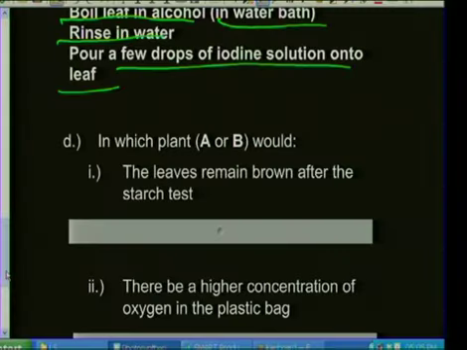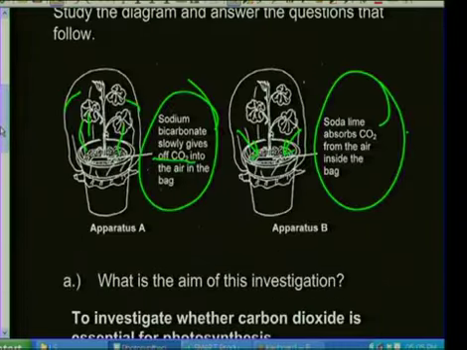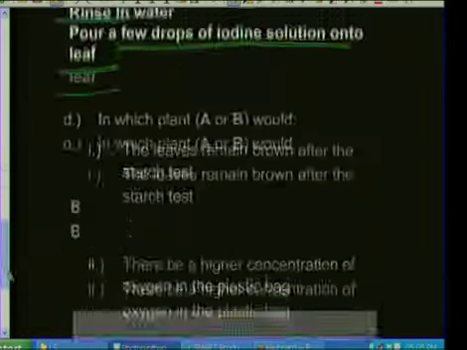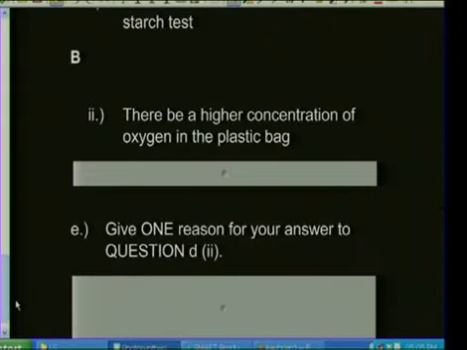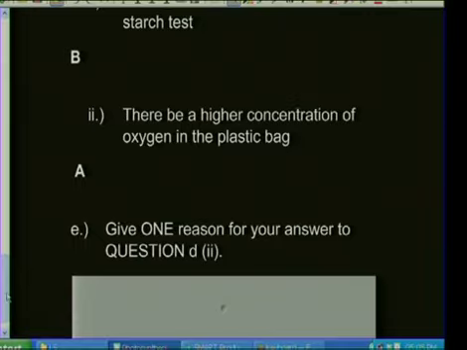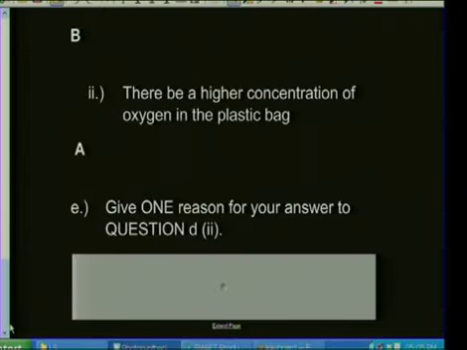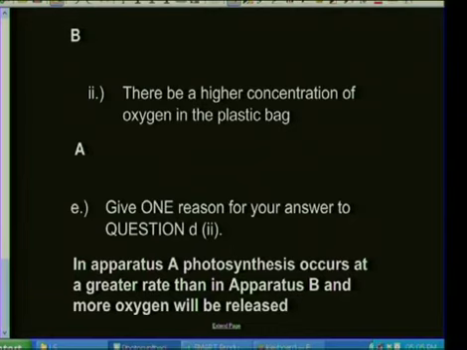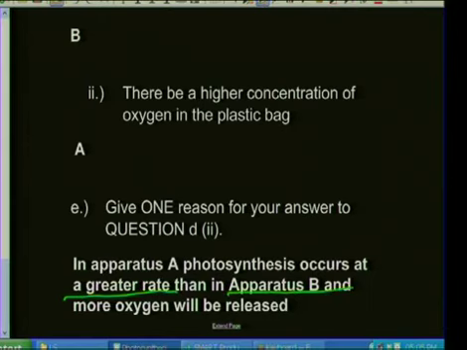In which plant, A or B, would the leaves remain brown after the starch test? Obviously in B, because there was no carbon dioxide. We can say that B is the control in this experiment. Where would there be a higher concentration of oxygen? In A, because photosynthesis is taking place and oxygen will be released. Give one reason for your answer to question D2. I gave it to you already. In apparatus A, photosynthesis occurs at a greater rate than in apparatus B, and more oxygen will be released.